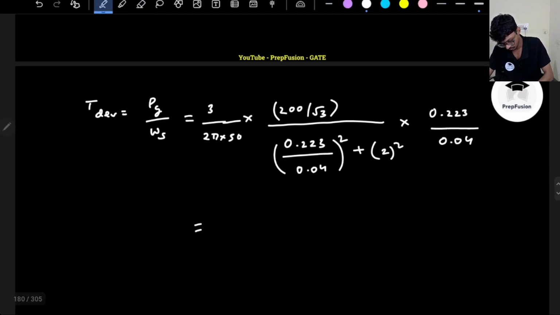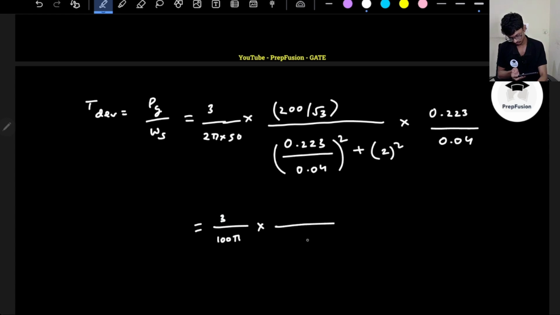Okay, so if I want to compute this value, this will be hectic. Okay, let me first compute this one. So 0.223 divided by 0.04 whole square plus 4 whole square. Okay, so this is coming out to be 3 by 100 pi into 35.08.